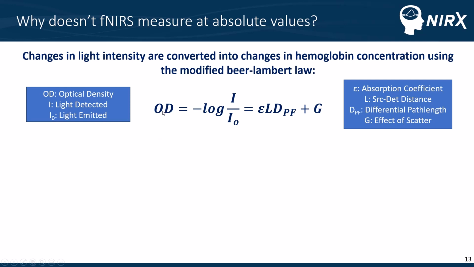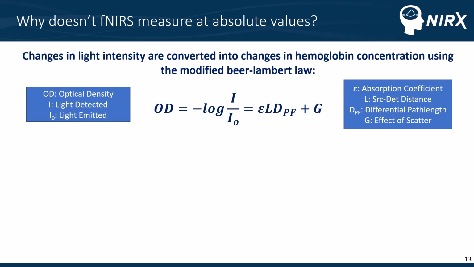We've got optical density, that's OD, and that is equal to the negative log of the light detected over the light emitted. And you set that equal to the absorption coefficient of your molecule of interest, so that's going to be oxy and deoxyhemoglobin. This L term stands for your source and detector distance, so that's the distance between your source and the detector on the scalp. You've got this DPF term, differential path length factor. It's a multiplication term to reflect that while there is a certain linear spacing between your source and your detector, the path that your photon takes will not be direct. It's going to take a bit of a circular path to get from your source to your detector, so that's what the DPF term is there to account for. And finally, this G term, which is the effective scatter.